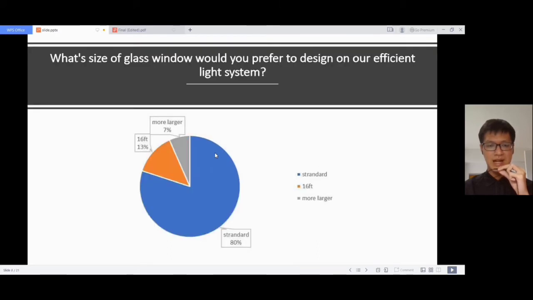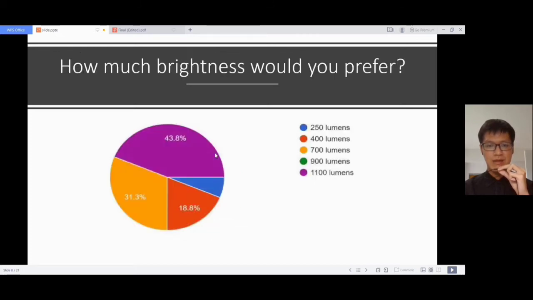For the size of the glass window, most of them prefer that the standard size is the best. And for the brightness, most of them prefer the highest brightness, which is 1100 lumen. And the least preferred is 250 lumen.